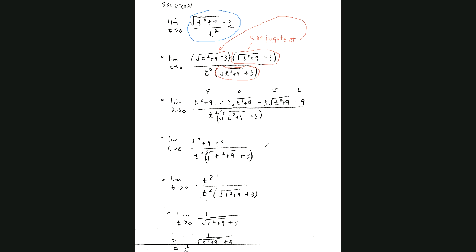What does conjugate mean? What would conjugal relations mean? I don't know if you've heard of conjugal relations, but maybe some of you have. I have to refresh my English, but it's like marriage. Conjugal relations means marriage relations. So you have the square root of t squared plus 9 minus 3. The conjugate would be the square root of t squared plus 9 plus 3.